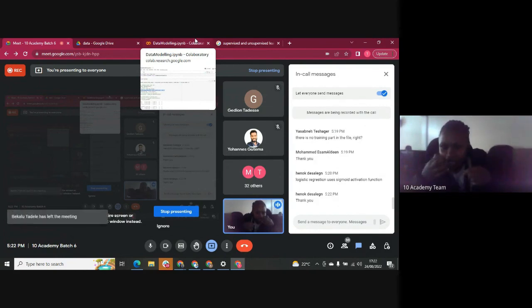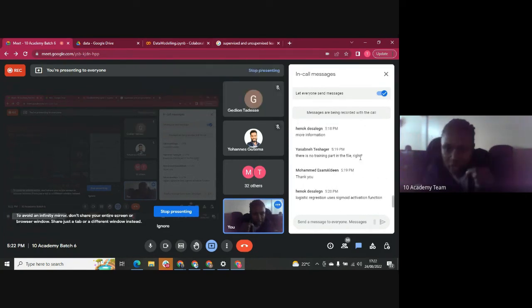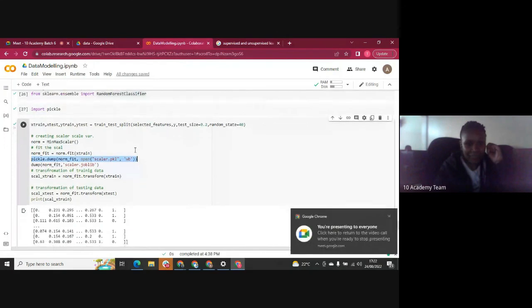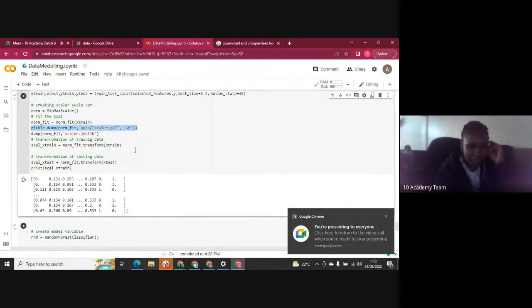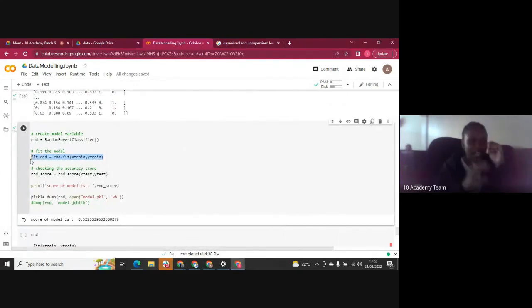Submit is saying that there is no training part in the file. No, it's there. Training in machine learning actually happens in one line. This is the line that is doing the training. That line alone is doing the model training. So we do have the code for training. It's always just this word, dot fit. And that is enough. That is training. Yes, Abney. I don't know if that's clear.